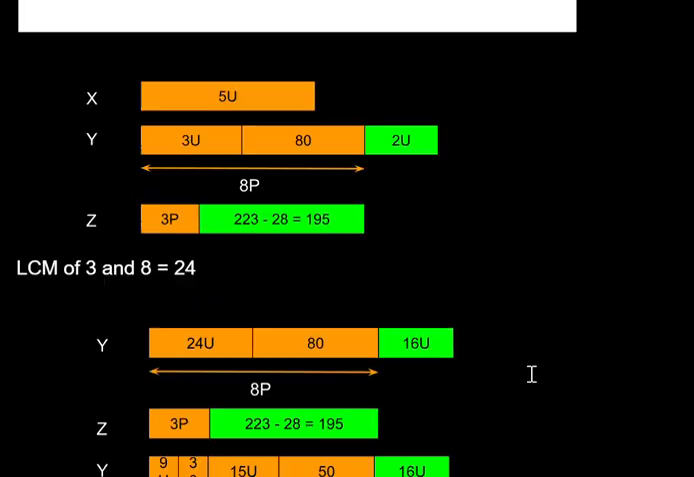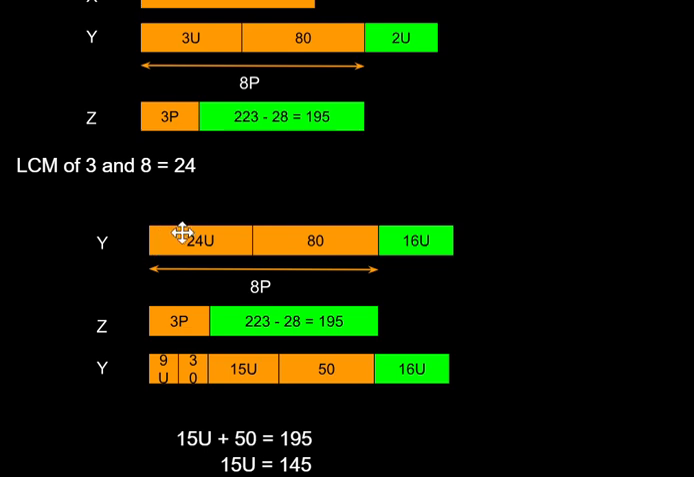Okay, so we know that this is 3 and this is 8. Is there anything that we can solve together? So we use the LCM of 8 and 3, which is 24. So we convert this part to 24. Everything I multiply by 8. 3 times 8 is 24. 2 times 8 is 16. So now if you look at it, this is 24 parts, and I want 3P out of the 24 parts.